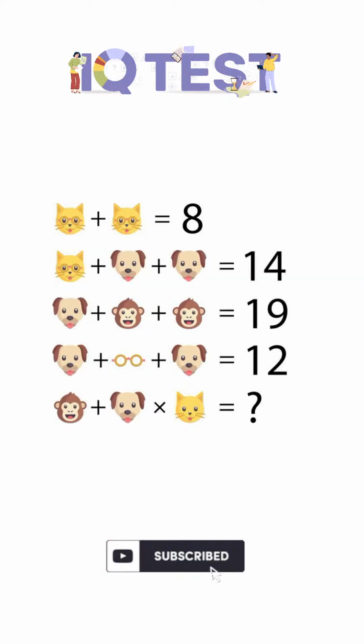So the cat with the glasses is 4, like we said. And we are saying the dog is 5. The monkey is 7. Then we have the glasses to be 2. So that means that the cat alone is 2.